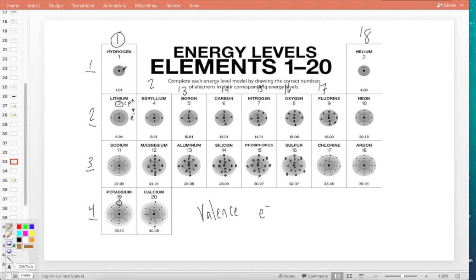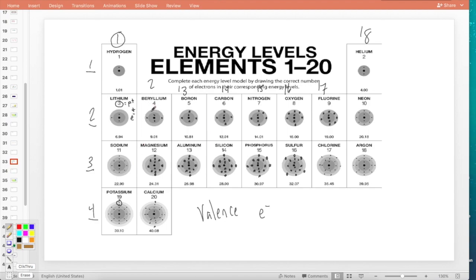Hydrogen has 1 electron in the first energy level. Lithium has 1 electron in its outermost second energy level. Sodium is the first element in the third period, so it has 1 electron in its third energy level, 1 valence electron. Potassium is the first element in the fourth period, so it has 1 electron, 1 valence electron in its outermost energy level, the fourth energy level.